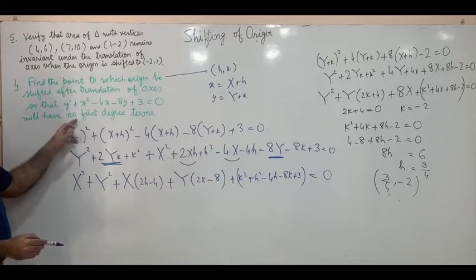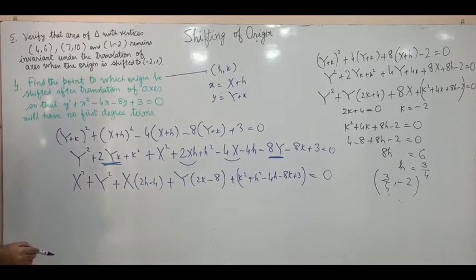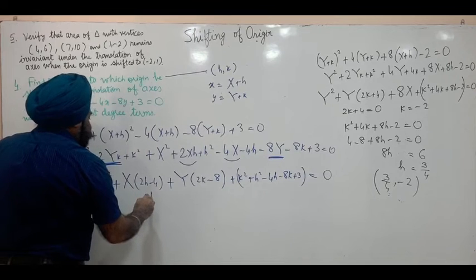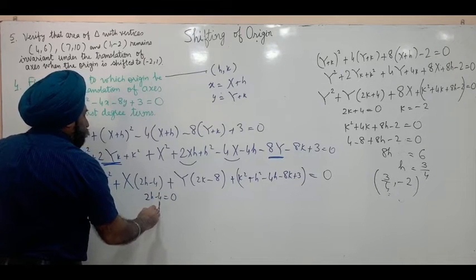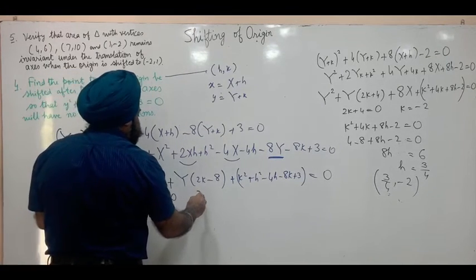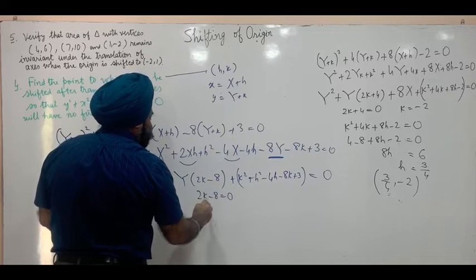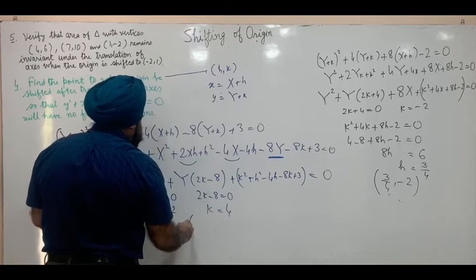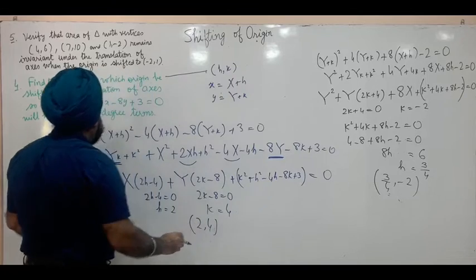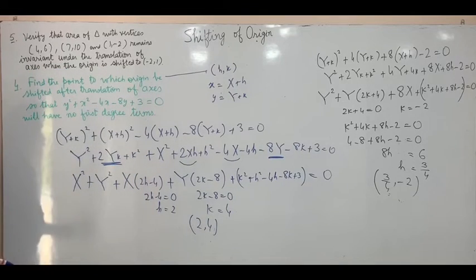We want no first degree terms. That means 2h minus 4 is 0, or h is 2, and also 2k minus 8 is 0, or k is 4. So (2, 4) is the point to which the origin should be shifted.